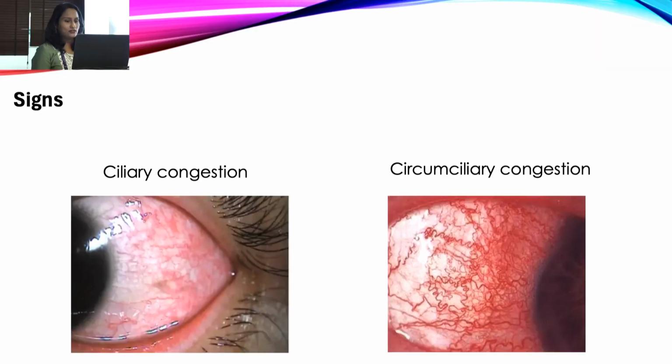Now, a quick walkthrough of the signs. Ciliary congestion and circumciliary congestion, we all know how to differentiate. Ciliary congestion is mainly in the palpebral area. The caliber will increase towards the periphery, and if we put topical phenylephrine, it will disappear, unlike the circumciliary congestion.